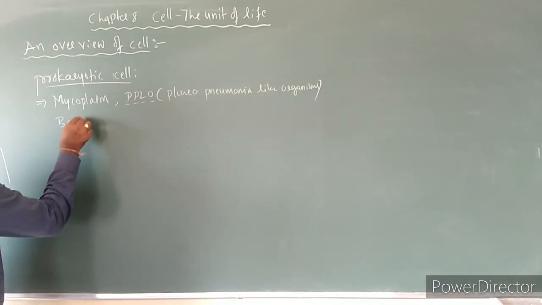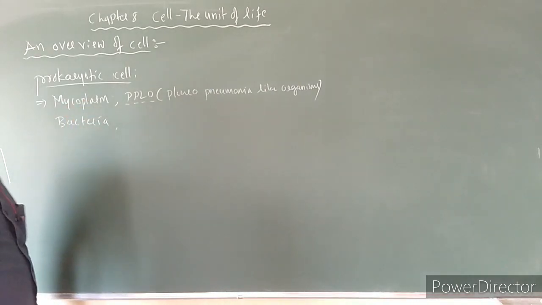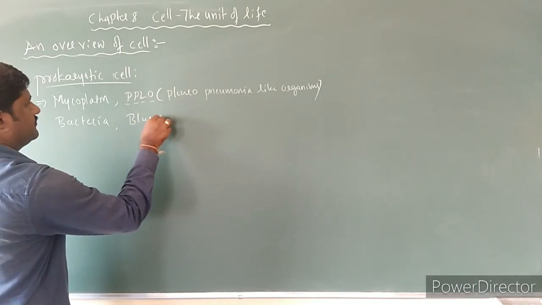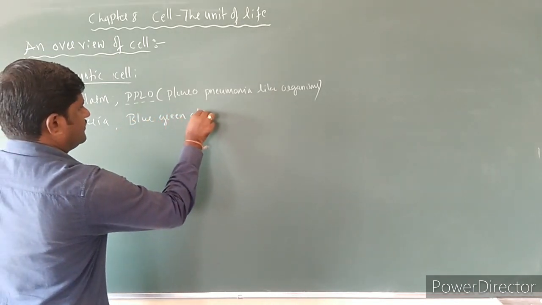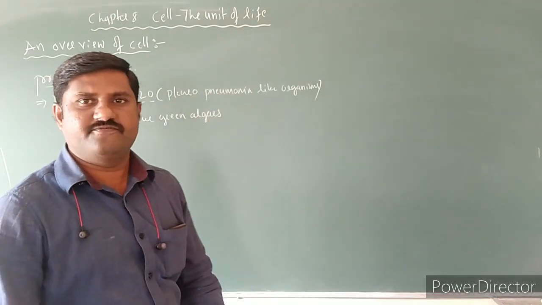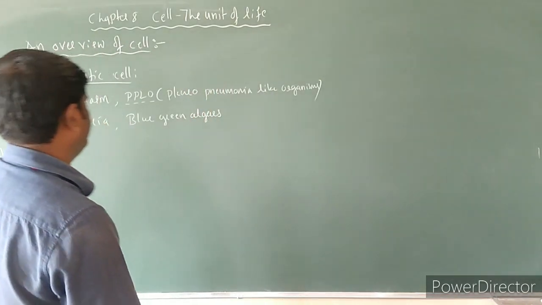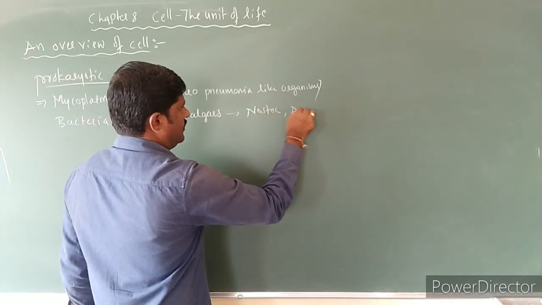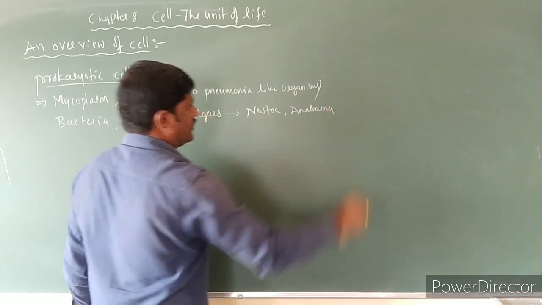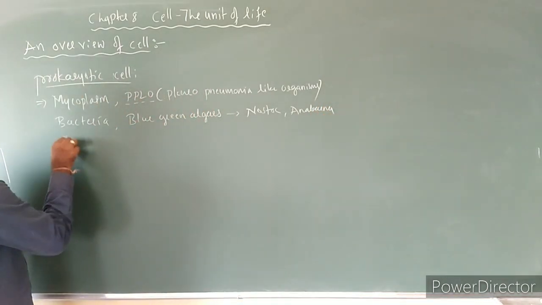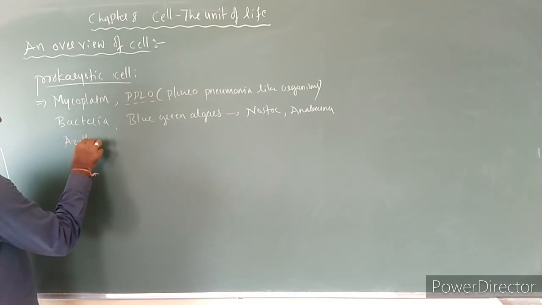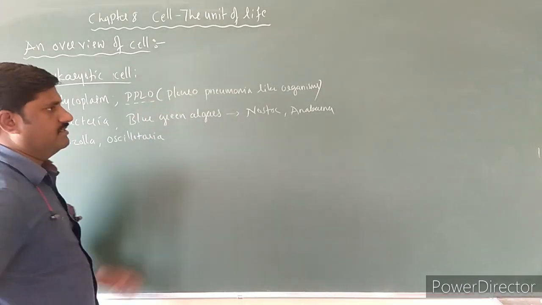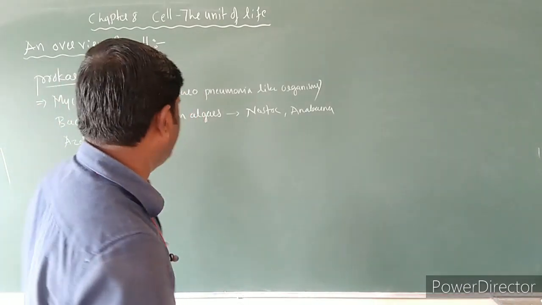Along with this one, bacteria. Bacteria are the best example for prokaryotic cell, and blue-green algae. Blue-green algae are also a best example for this prokaryotic cell itself. Blue-green algae like nostoc, anabaena, azolla, oscillatoria. So these are the best examples for blue-green algae.